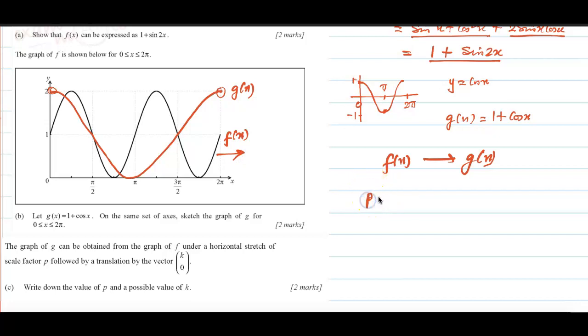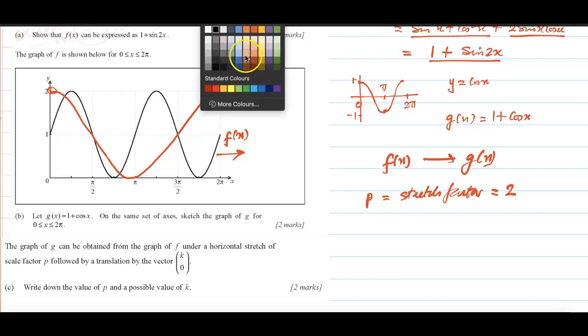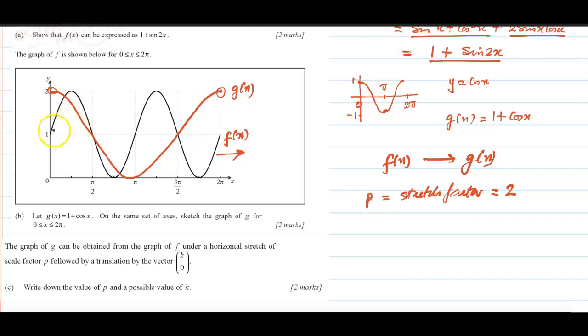So horizontal stretches by what factor? Factor 1 by 2? What is the horizontal stretch factor? So 2. Correct? Because it's getting broader. And translation? Factor 2 will become 1 by 2. So imagine, now I need to use a different color, a lighter color. If I stretch this by 2, this will come here. Correct? So basically this is your graph.